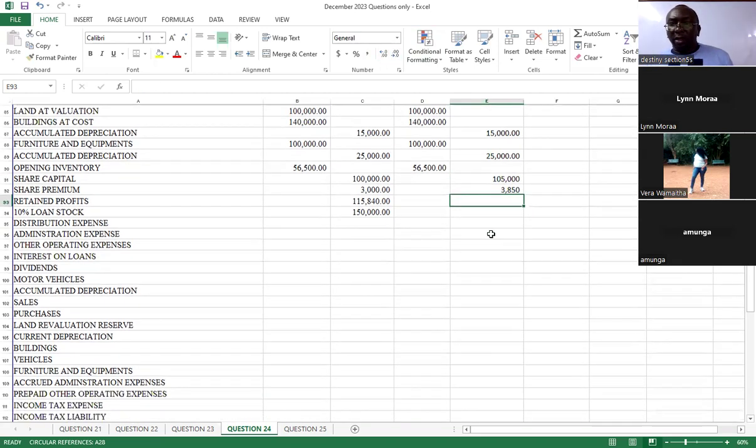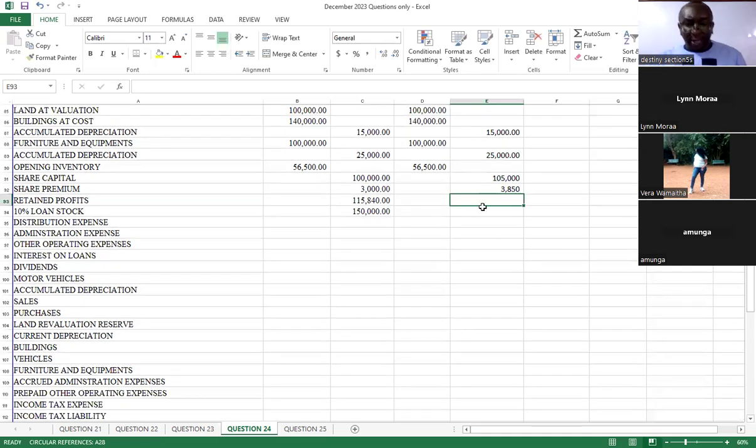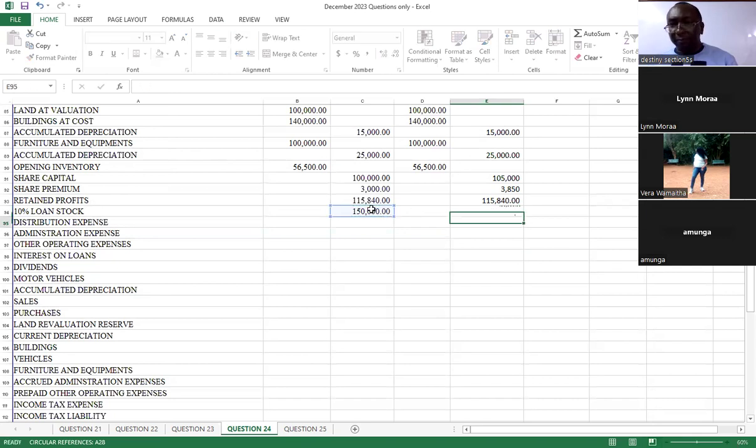Yeah. So the next item is this profit here. This one has not changed, so we just copy this one. The next one is the own stock. That has not changed. We just pick this one.